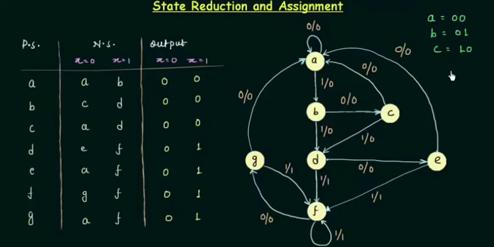So this is all you have to do in the state assignment. Just use the binary codes for the states. If you have 4 states, let's say D, then it will be 11. If you have 5 states, E, then use 3 bits for it like this, and E will be 100.